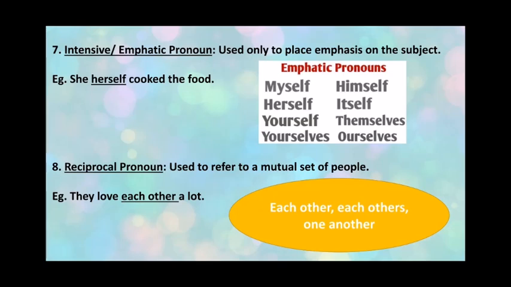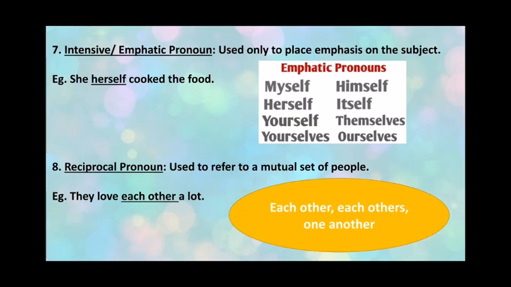For example, she herself cooked the food. So you can see we have the subject she, and just beside that we have the emphatic pronoun, that is herself. So that is why herself is the emphatic or intensive pronoun.